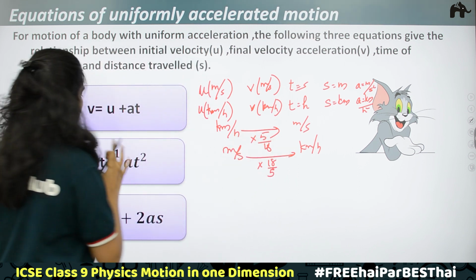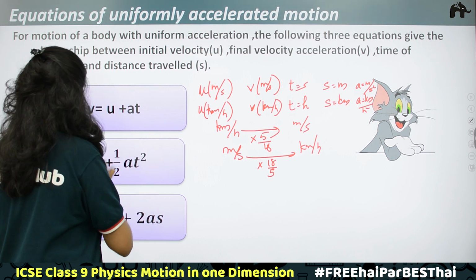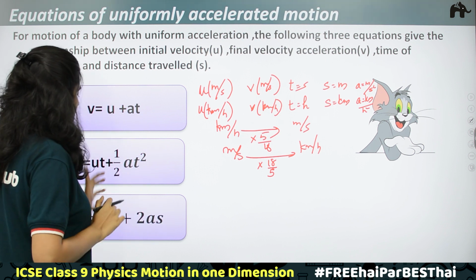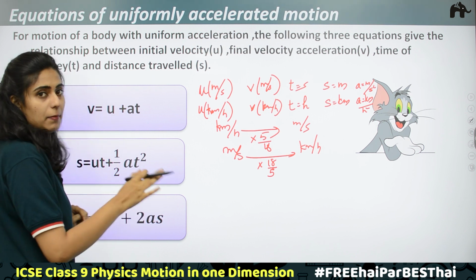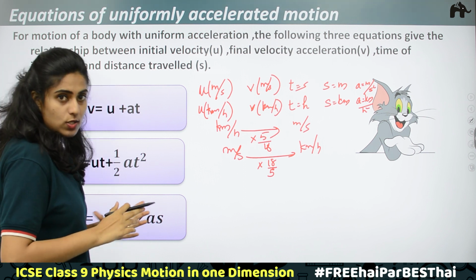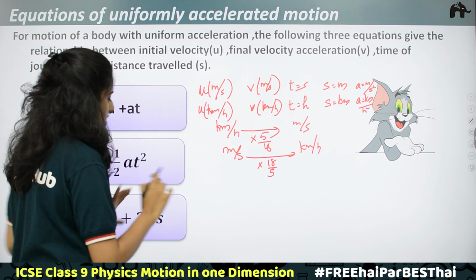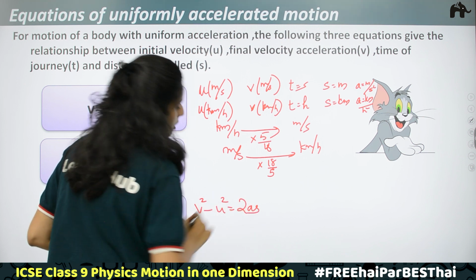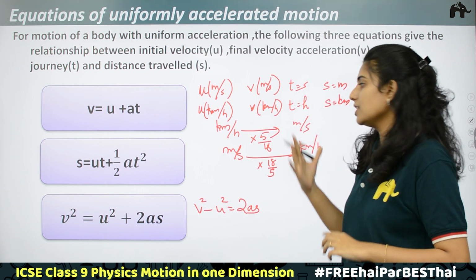Now the second equation of motion is s = ut + half at square, where s is the distance travelled or distance covered or displacement, u is the initial velocity, t is time and a is acceleration. And the third one is v square = u square + 2as, where v is the final velocity, u is the initial velocity, a is acceleration, s is the distance covered. This can also be written as v square minus u square = 2as. Both are correct. We need these important equations to solve questions related to this.